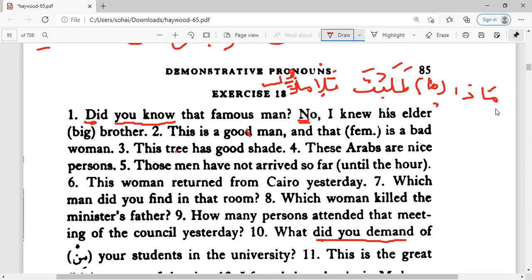No, sorry, this is an object. This is a subject of the verb talabat. So what's you then? If the student is the subject, what's you? What's the verb? Verb is to demand. Who demanded? You demanded. Okay. So what's the subject? Who's demanding? What did you demand of your student?